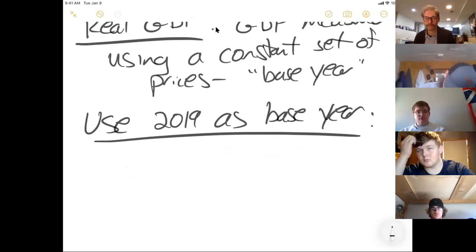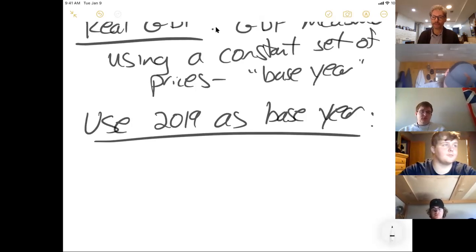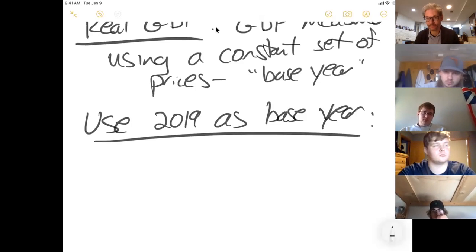So once again, what do we mean by the base year? We're going to use 2019 prices every year, but then we're going to use current quantities every year.